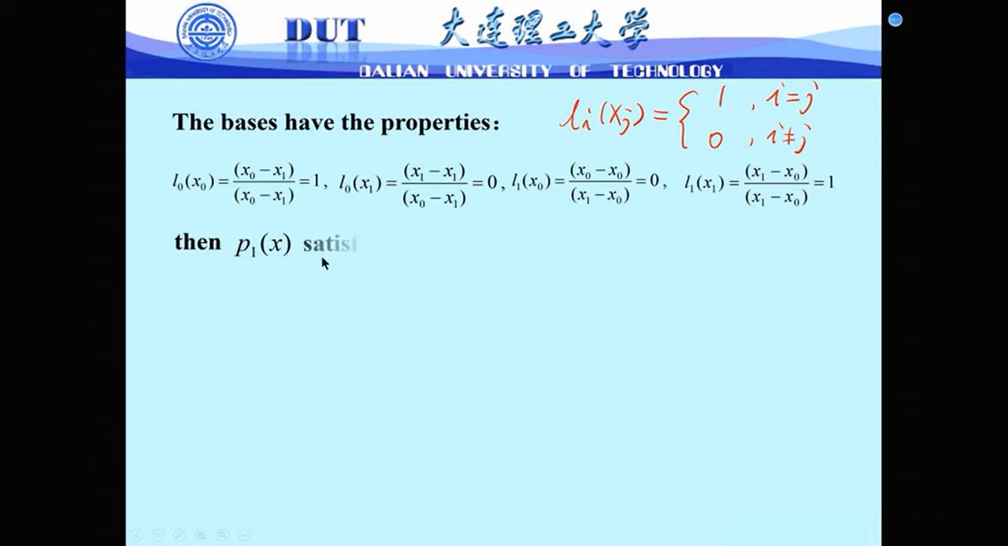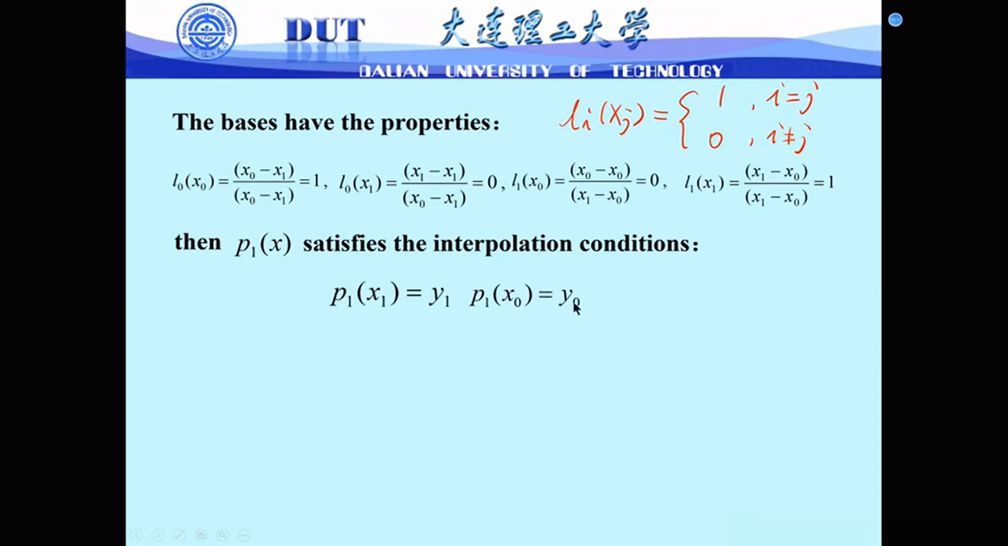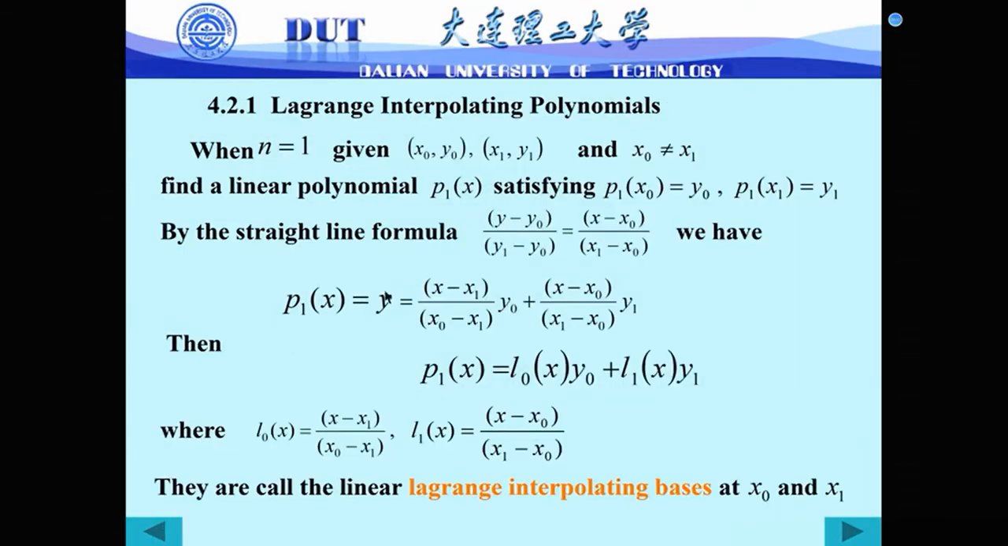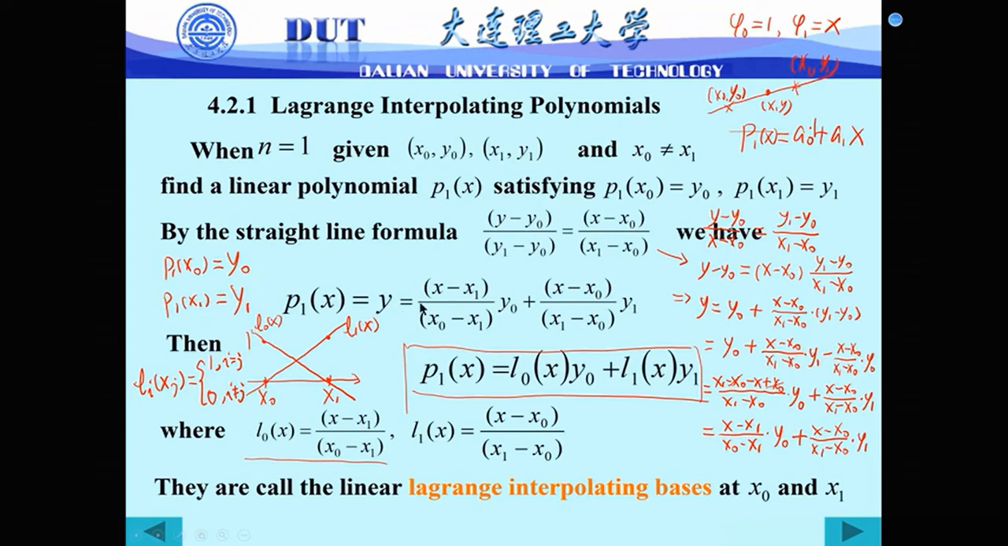Okay, now, by these 4 properties, we can check that P1(x) satisfies the following interpolation conditions: P1(x1) equals y1, P1(x0) equals y0. So we call P1(x) the linear Lagrange interpolation polynomial. Here we check these two properties by substituting x by x0 and x1.